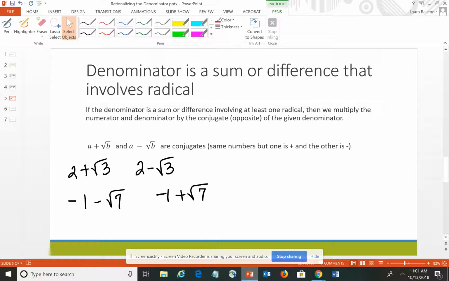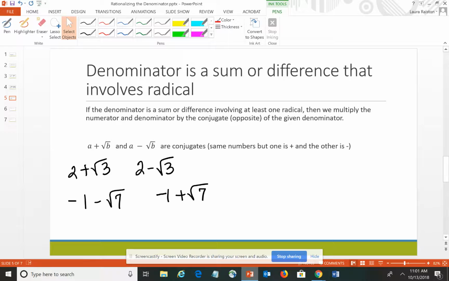The second scenario is that your denominator is a sum or difference that involves a radical, where you have maybe a constant plus or minus a particular number. The idea of a conjugate, in that case, is we multiply the numerator and the denominator by the conjugate. It's kind of a fancy math word that means the opposite. So, for example, if you have 2 plus the square root of 3, its conjugate, or its opposite, would be 2 minus the square root of 3. You have the same two numbers, but one of them is a plus, one of them is a minus.